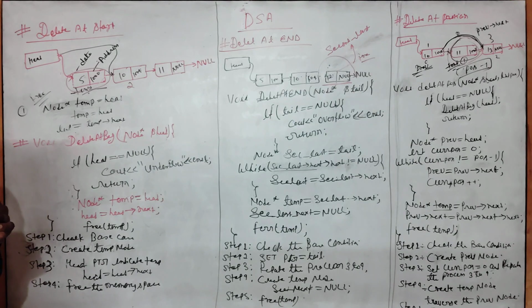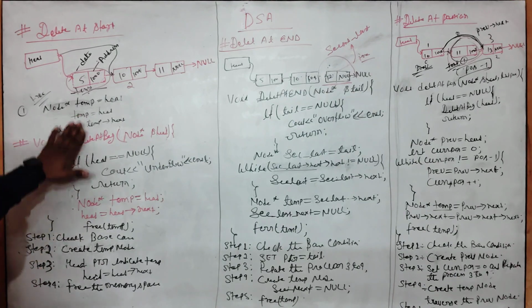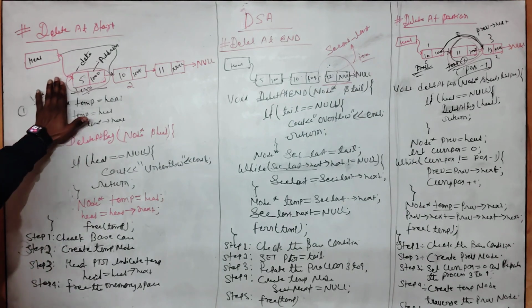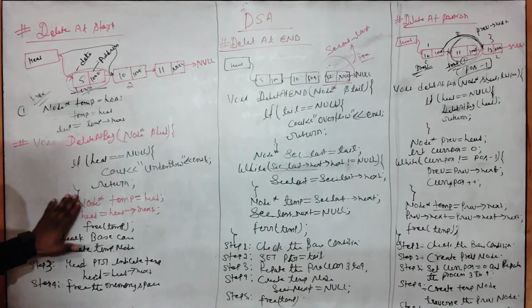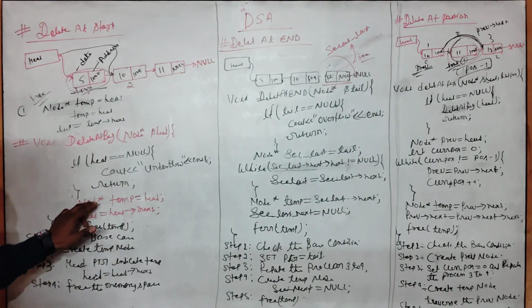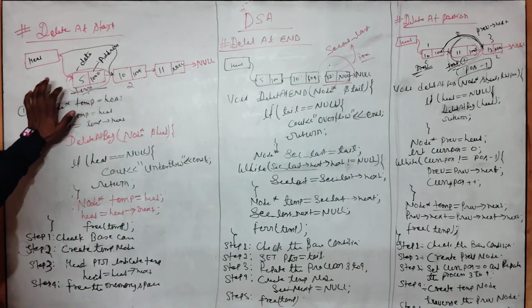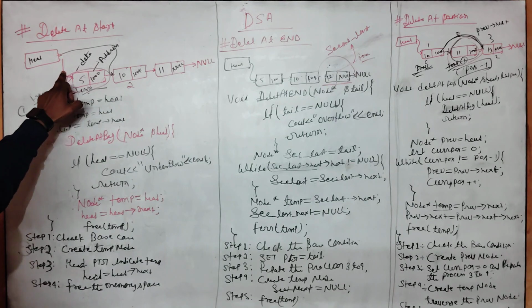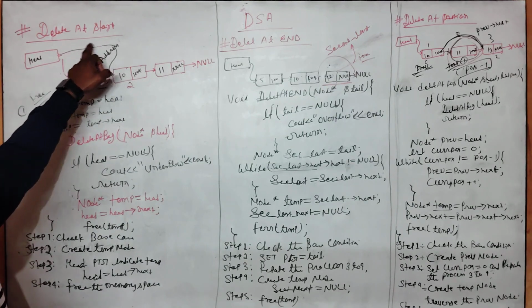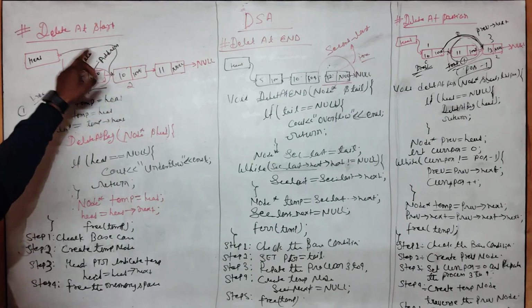Fine. I'm just creating here how we can delete. I'm creating a node and a function. And here temporary node temp is equal to temp node, and head is equal to head of next. This line will denote head of next, okay, fine.